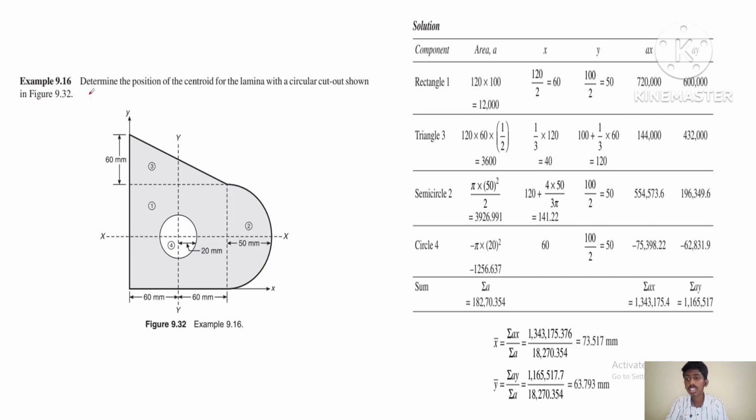So here the example problem is, determine the position of the centroid of a lamina with a circular cutout shown in the figure. So this is the figure. First we have to check whether the figure is symmetric or not. If it is symmetric, then either the y distance or the x distance becomes 0.